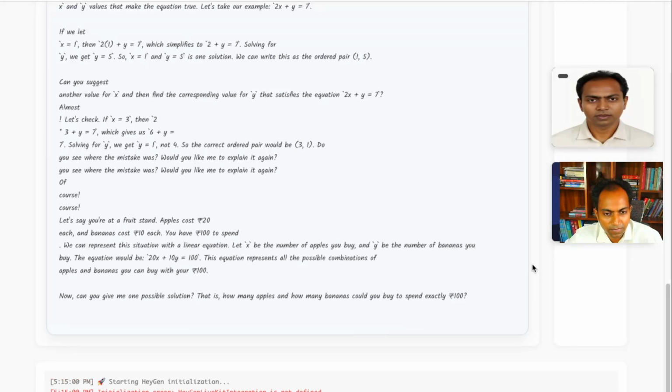Now, can you give me one possible solution? That is, how many apples and how many bananas could you buy to spend exactly 100 rupees?